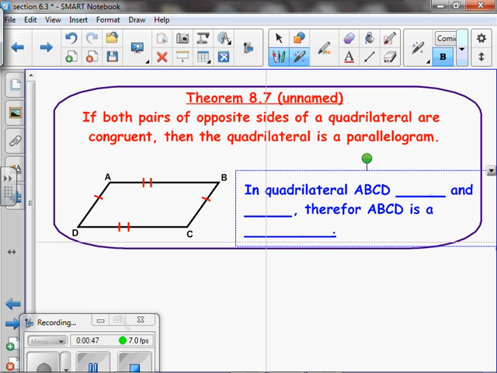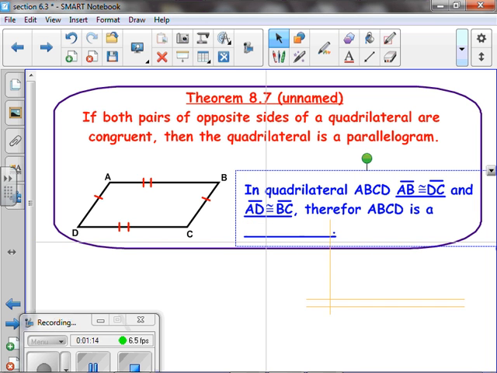What that is saying is that if this side and this side are congruent, and if this side and this side are congruent, then you must have a parallelogram. Okay? So let's use our example to look at that. If in quadrilateral ABCD, AB is congruent to DC, and the other sides are also congruent, AD is congruent to BC, okay? Therefore, ABCD is a parallelogram. And that's all there is to it. If you have both opposite sides that are congruent, you must have a parallelogram.